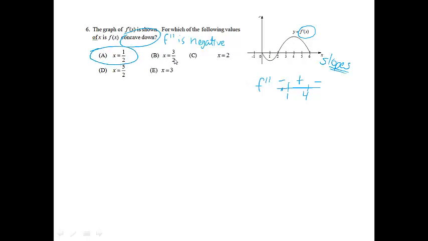x equals 3/2 is like 1.5, which is right here, and notice that's concave up, so that doesn't work. C, at x equals 2, is right here. It's concave up there, so that one doesn't work. x equals 5/2 would be 2.5, right about there, and again positive, nope. And x equals 3 is still in that range, and it's also concave up there. So A is for sure my choice.